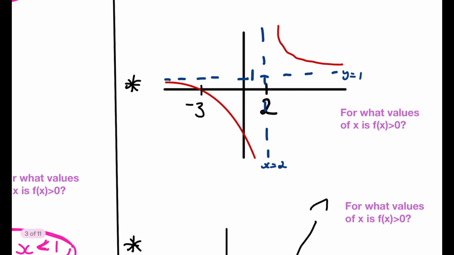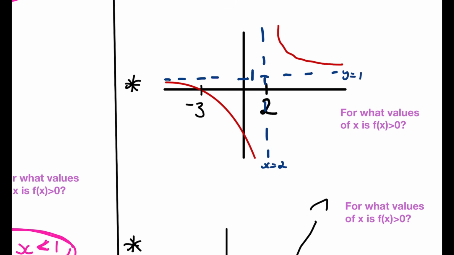What about in this example? For what values of x is f of x greater than 0? It's a hyperbola. Feel free to pause the video and think about it and answer first before you see what the actual answer is. But you see, since the hyperbola has two little regions, we need to inspect both those regions. Let's start with this little guy here.